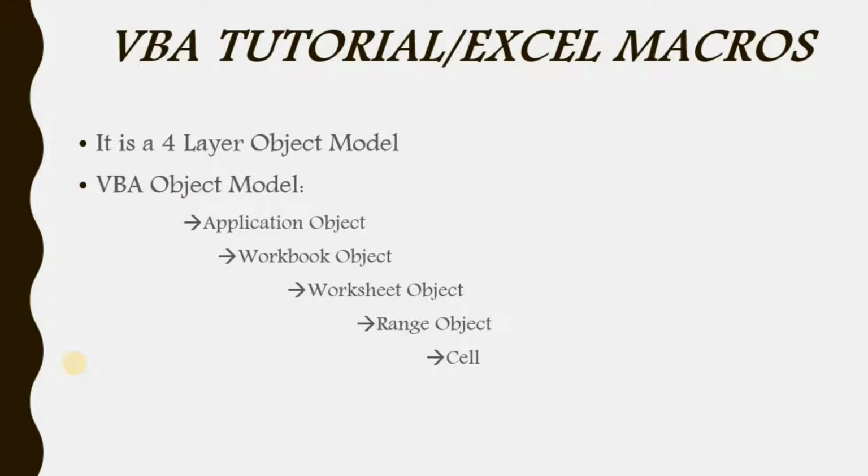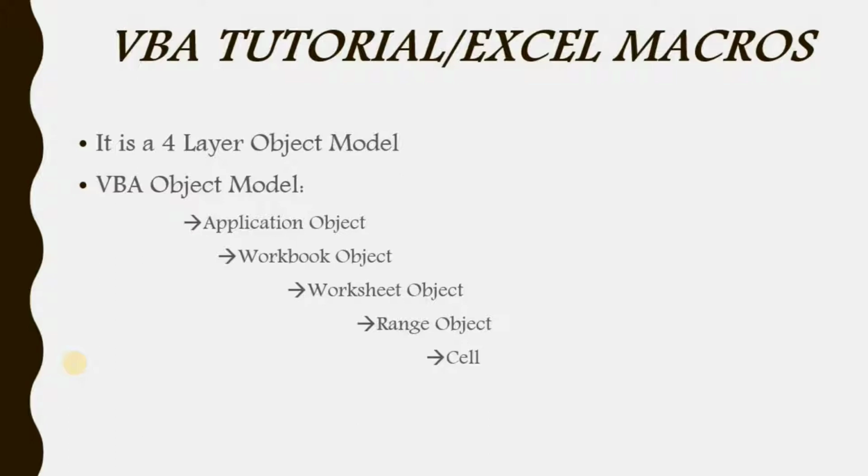And why I mentioned it here as a 5th layer is that the cell will have access to all the objects. Every object is able to access that particular cell, which I am going to explain in a couple of minutes with the help of a spreadsheet. And first of all, let us see what is meant by the application object.